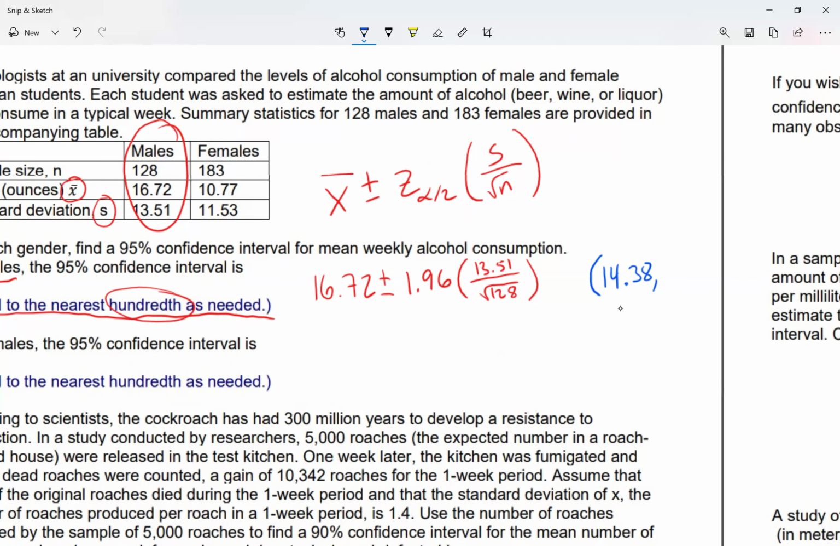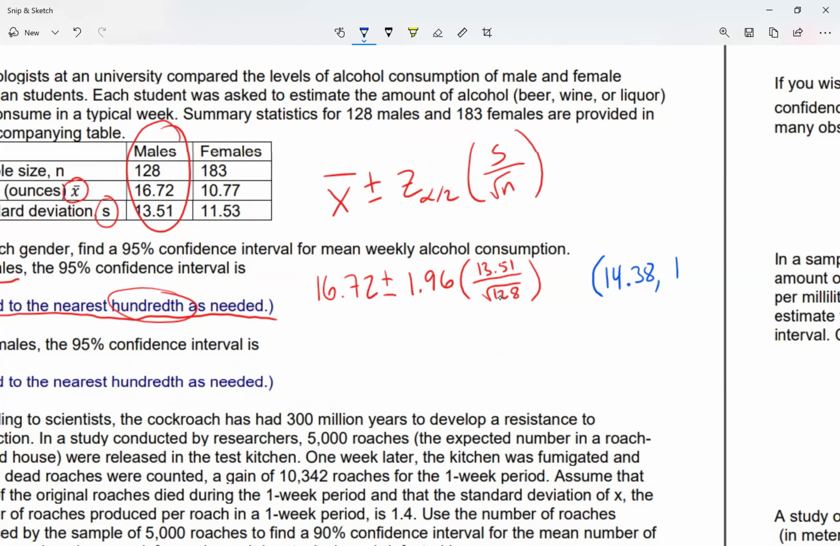Now let me get my higher value of my interval. So I'm going to go 16.72 plus 1.96 times 13.51 divided by the square root of 128. My answer, I'm going to round it to 2 decimal places. I'm going to call this 19.06. And that is it.